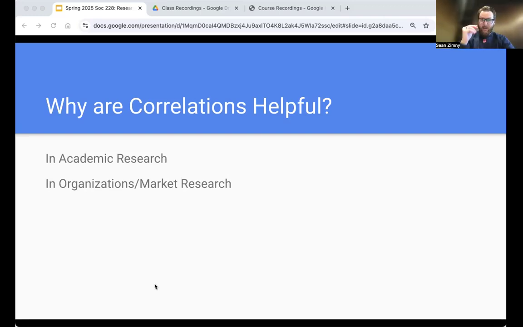They're helpful in various contexts. They're helpful in academic research, and they're helpful in things like market research and organizations. In academic research, correlational research often provides insights into really complex real-world relationships. What these correlations allow researchers to do is to explore patterns and trends, develop theories about potential connections between variables, and make more informed predictions for future studies.